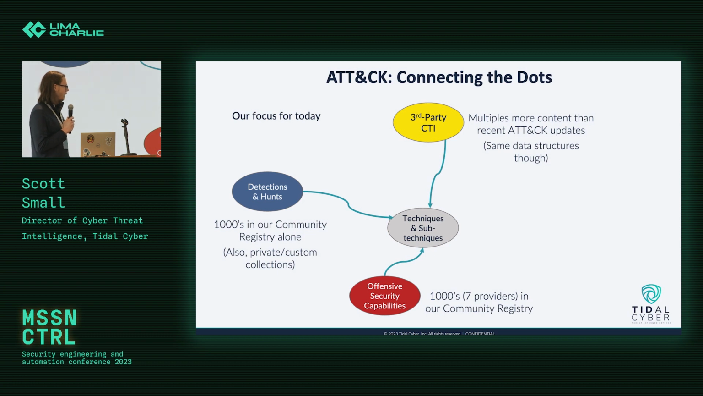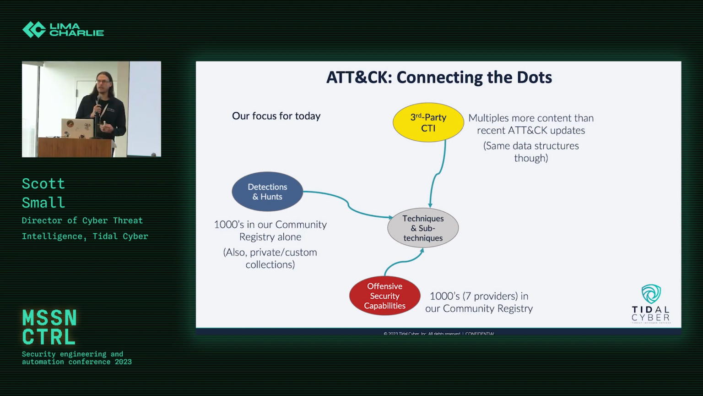What I'll be focusing on for the rest of the session are these three additional elements: detections and hunts, offensive security capabilities, and then third-party CTI. When I say third-party CTI, I just mean data that's not in the MITRE ATT&CK knowledge base right now. It could be coming from commercial sources or certainly just OSINT, and that's actually what I largely focus on in my role. Just to give you a sense of the scale of these additional resources that are mapping to MITRE ATT&CK, there are a couple metrics up on the slide.